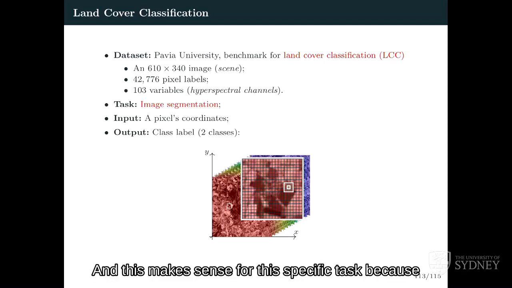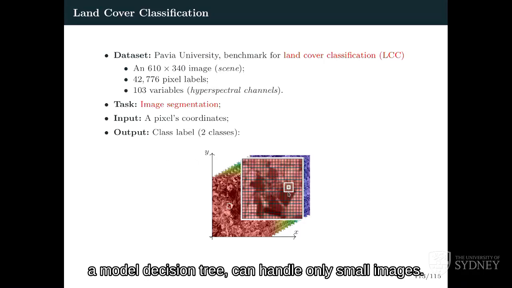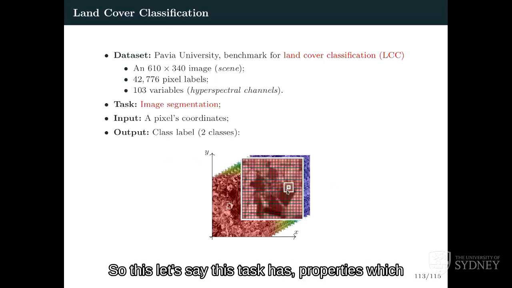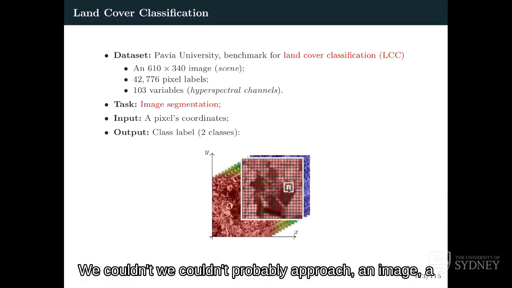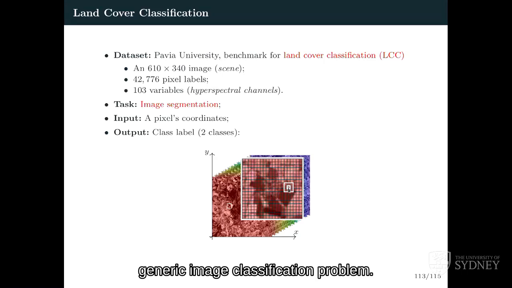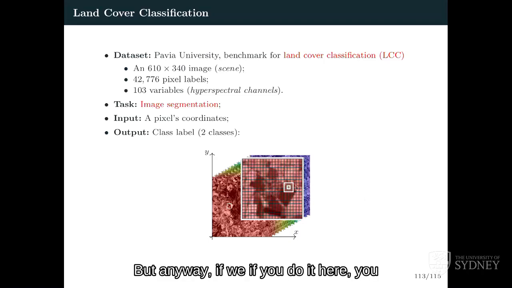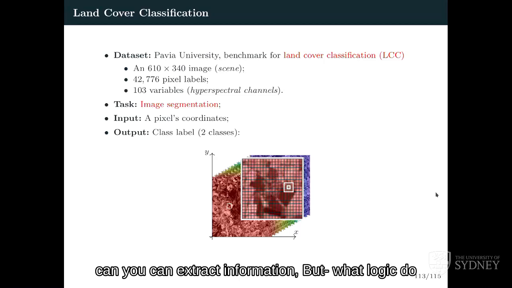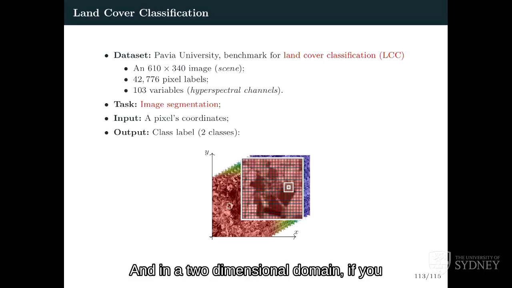And this makes sense for this specific task because the algorithm for learning a model decision tree can handle only small images. So this task has properties which make it easy. We couldn't probably approach a generic image classification problem because it has many pixels. You have to downsize in the same way that we did. But anyway, if you do it here, you can extract information. But what logic do you use in a two-dimensional domain?